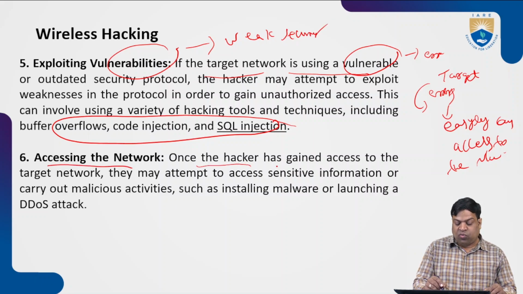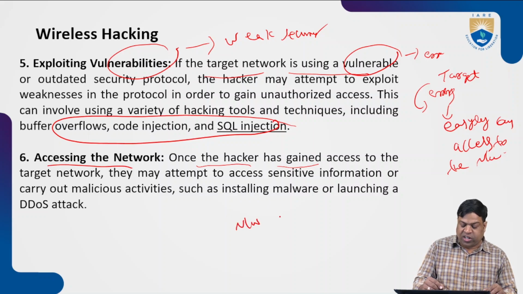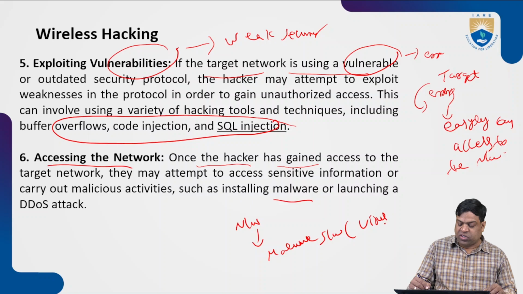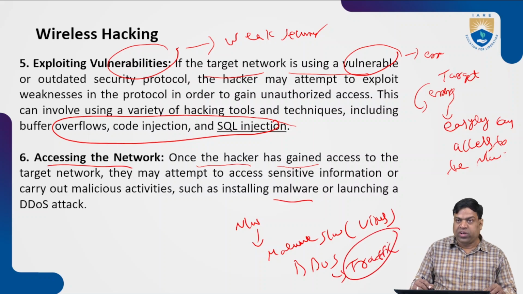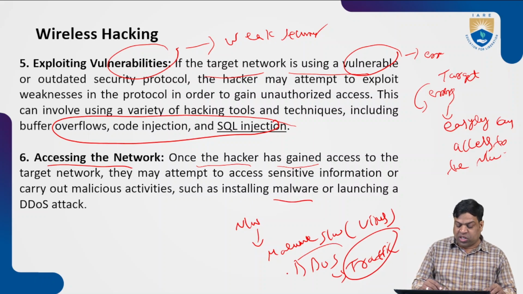Accessing the network. Once the hacker has gained access to the network, they may attempt to access sensitive information or carry out malicious activities such as installing malware or launching a DDoS attack. So if they enter the network, they can install malware software. Malware software is one type of virus, and in a DDoS attack they can create traffic and hack the network. So it is one type of attack.